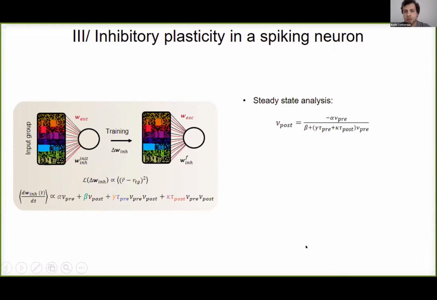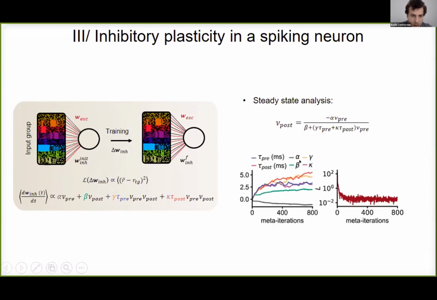So what plasticity rule are we expecting? If we do a steady state analysis on the weights, we find a single equation linking these 6 parameters. So a priori, a big solution space. And empirically, this is the result of an example optimization. So on the left, we plot the evolution of each plasticity parameter as the loss is minimized, as you can see on the right. So we converge quickly to solutions that have a very good loss.